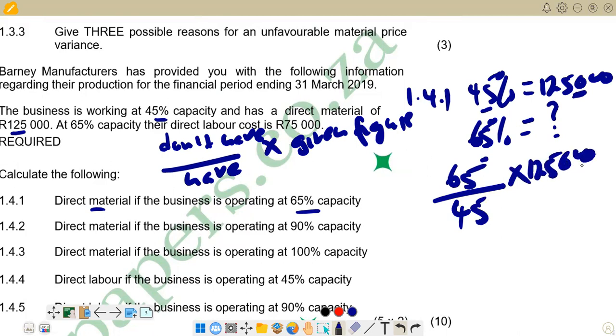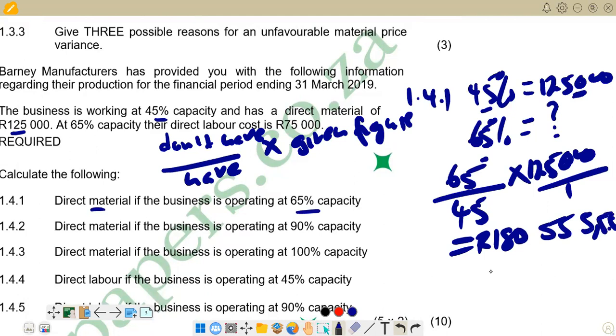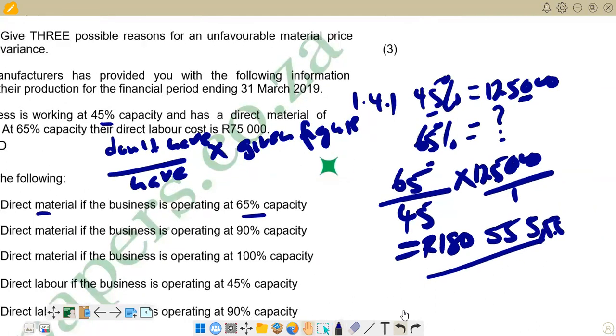So this is very simple. And then if you calculate it correctly, and round it off to two decimal places, you are going to get 180,555.55. So there is a 0.55 that is there. So this is our final answer for 1.4.1.